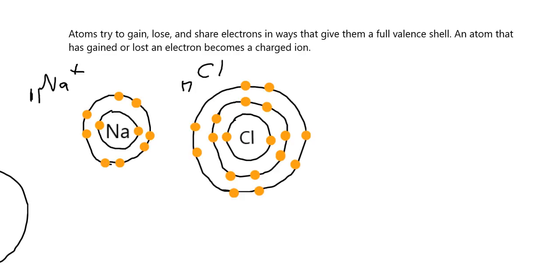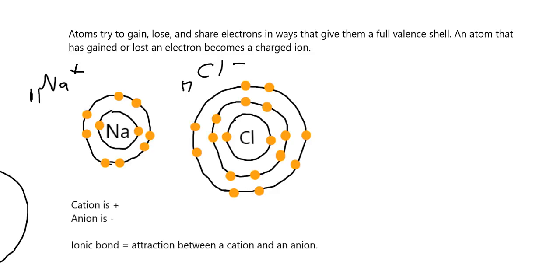It's got more positives than negatives. And since the chlorine just gained an extra electron, now it's got more negatives than positives, so it gets a minus charge on it. Any atom with a positive or negative charge is called an ion, and specifically a positively charged ion is called a cation, and a negatively charged ion is called an anion.